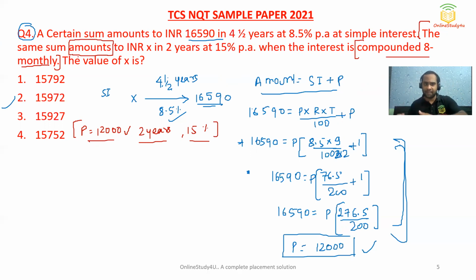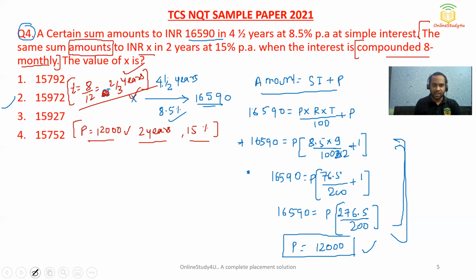So the sum amounts to rupees X. So amount we have to calculate. The formula for amount will be, but before calculating amount, what is the time? Time in years will be nothing but 8 by 12, that means 2 by 3 years. They're telling it is getting compounded in how many months? 8 monthly. So if I convert it into years, my dear friends, it will become 2 by 3 years. So basically the question is: the same sum amounts to rupees X in 2 years at 15% per annum when the interest is compounded 2 by 3 yearly. So the value of X is, no problem.